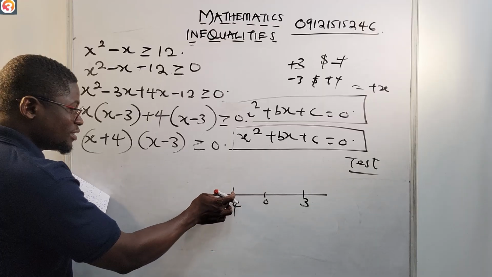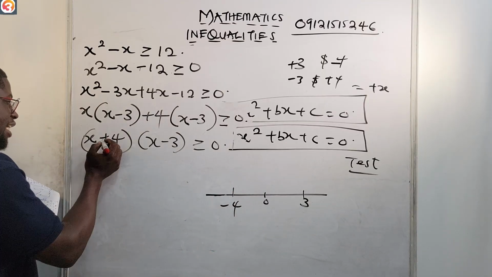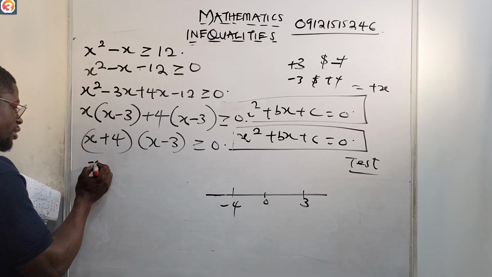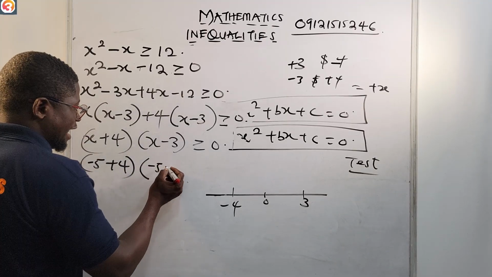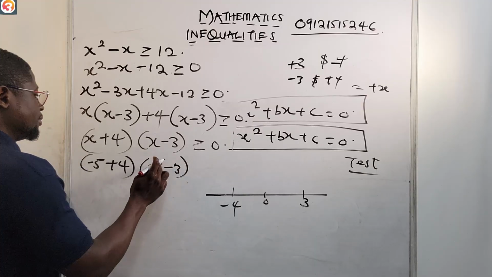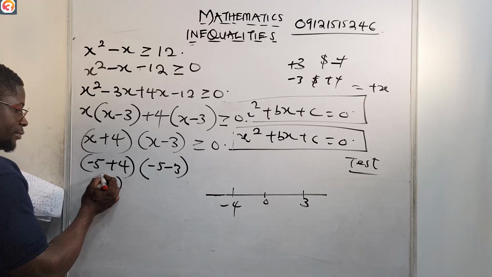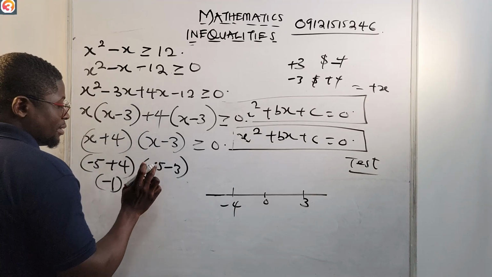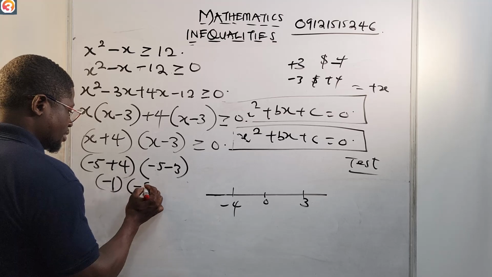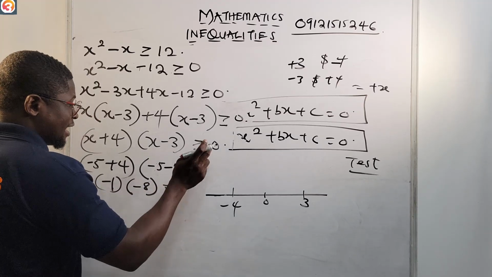We're picking values that are lesser than minus 4. So minus 5. Let us put minus 5 for x here. So minus 5 plus 4 into minus 5 minus 3. Minus 5 plus 4 is minus 1. So by now you should have understood that. Minus 5 minus 3 is minus 8. Minus 1 times minus 8 is plus 8.